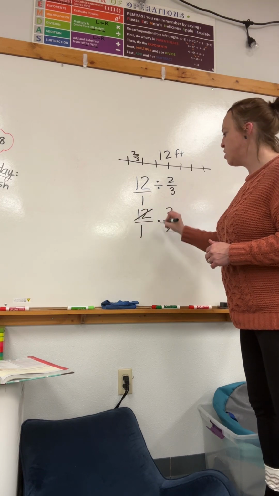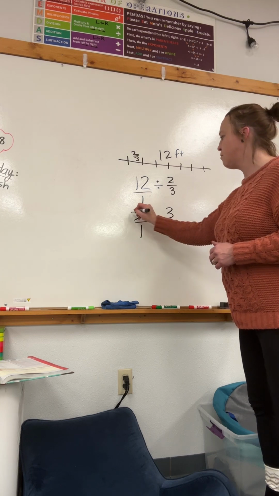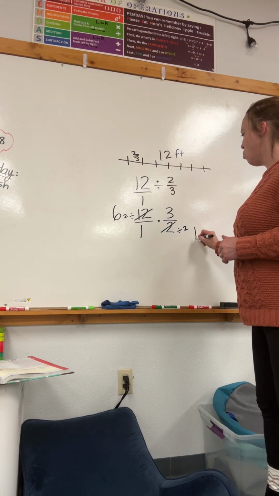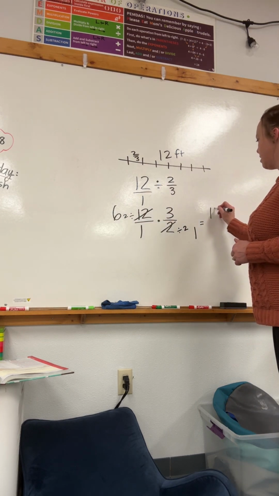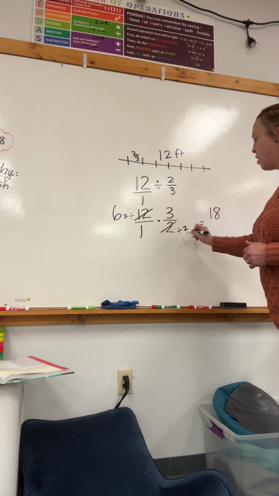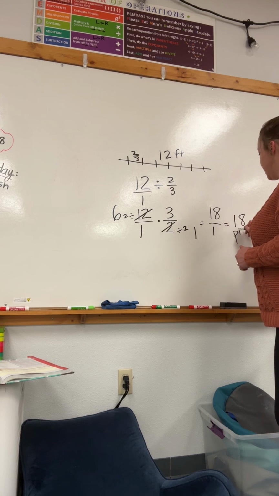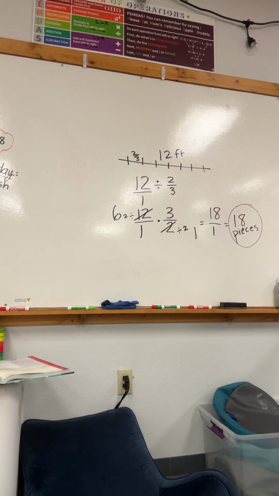So 12 and 2 have 2 in common. I'm going to divide both of them by 2. I get a 6 and I get a 1. When I go straight across, I have 6 times 3 is 18. I have 1 times 1 is 1. So the answer is 18 total pieces that she's able to get out of that 12 foot of wood. 18 total pieces.